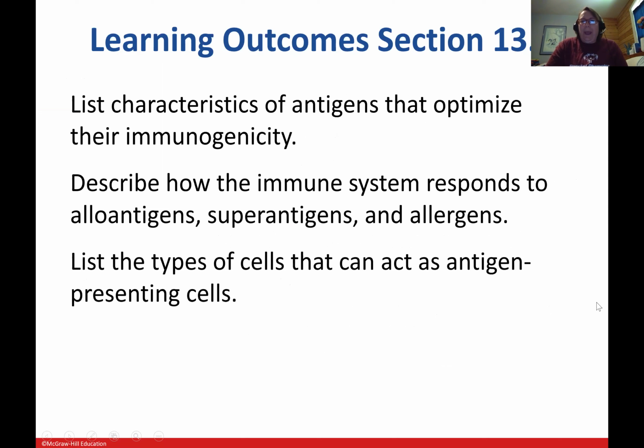Okay, so we're going to go ahead and pick up at section 13.3. This is slide 35. Today we're going to talk about listing characteristics of antigens that make them really good immunogenic antigens. We're going to describe how the immune system responds to alloantigens, superantigens, and allergens, which are three different classes of antigens. And we're going to list the types of cells that can act as antigen-presenting cells.